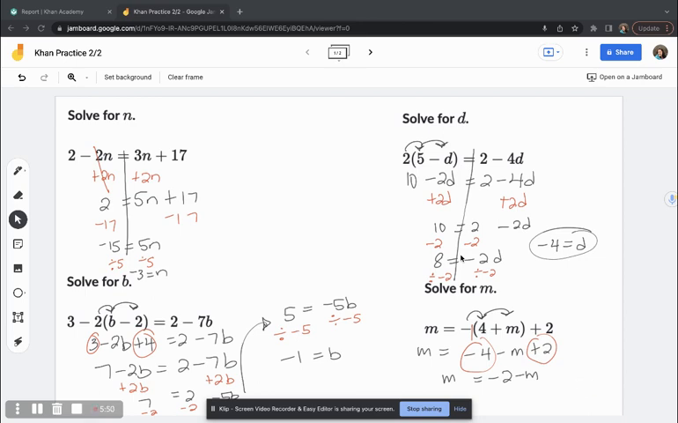And I'm going to choose to get rid of this minus m here. That way I have the variable on one side and the number on the other side. So m plus m is going to give us 2m equals negative 2. And then I would divide by negative 2, and I'm going to get m equals negative 1.